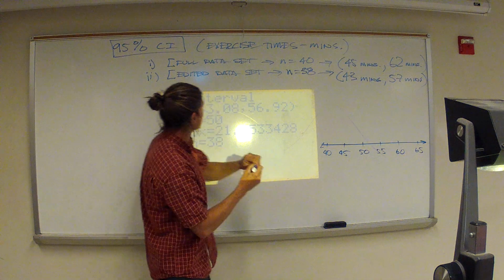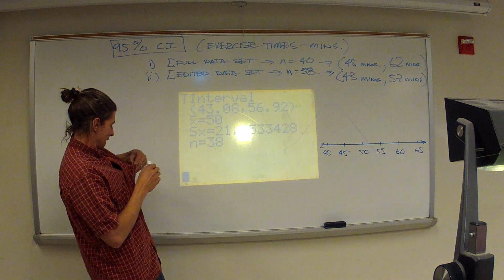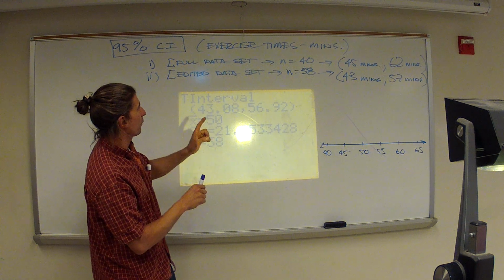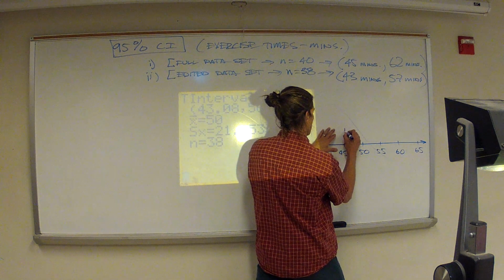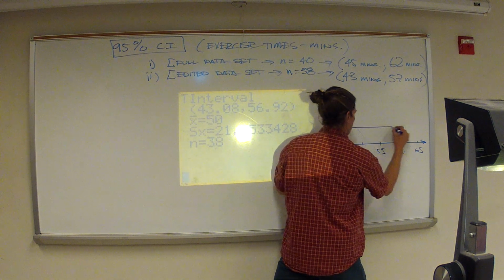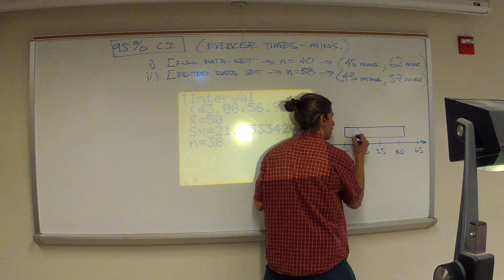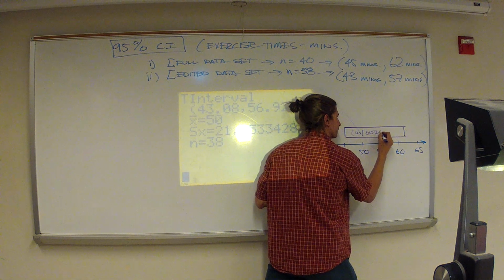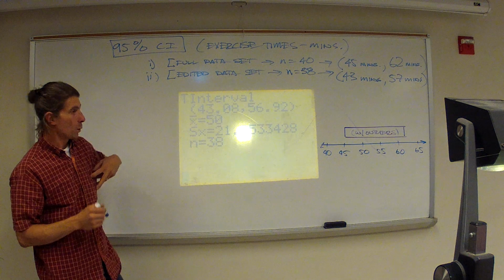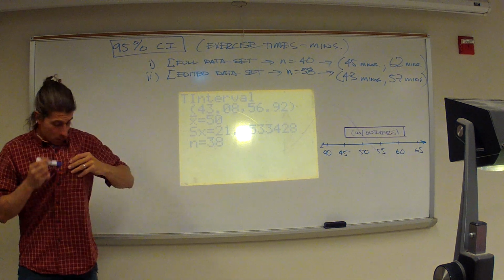Okay, so we got 2 tanks. We got tank 1, which is the full data set. It goes from 45 to 62-ish. So this is with the outliers. Where's the fish? Well, the fish is somewhere in there.